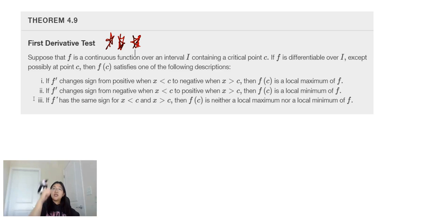But if you're going from increasing to decreasing, positive derivative to negative derivative, then you have a local maximum. If you have negative derivative to positive derivative, you have a local minimum. It's a mountain or a valley.